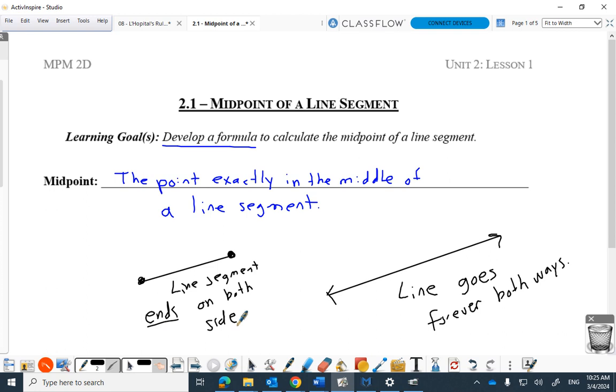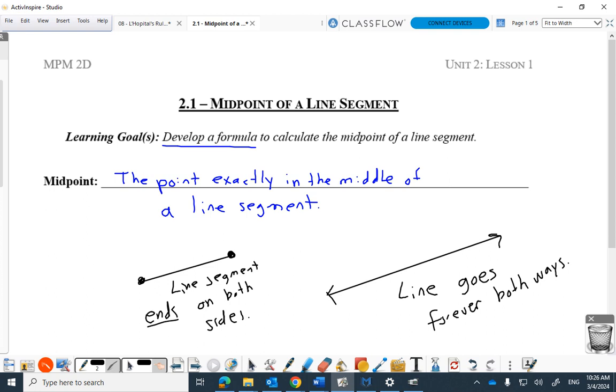Now, that might not seem like a big deal, but it is for us in math to know the difference between a line that goes forever and a line segment that ends on both sides. Because I can't find the midpoint of a line that goes forever. What's the middle of a line that goes forever? There's no middle. It's infinite. But a line segment, I can find the middle because there's 2 specific endpoints. So that's why that line segment word appears here.